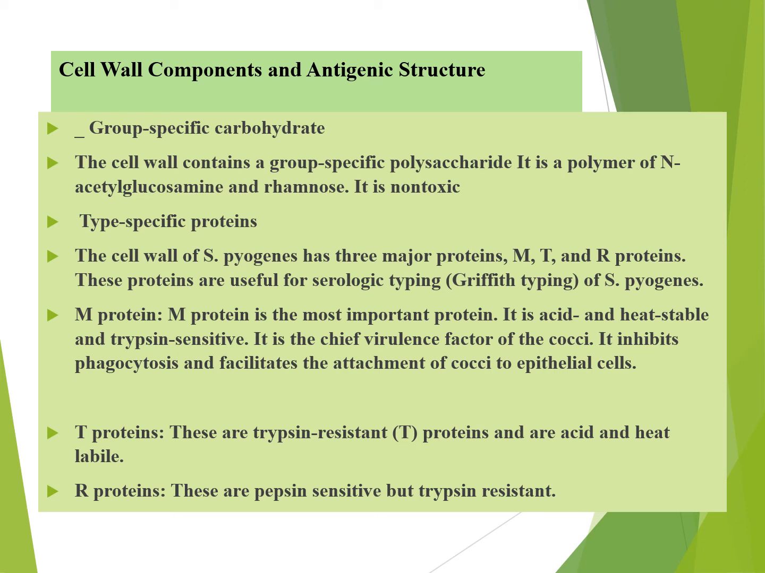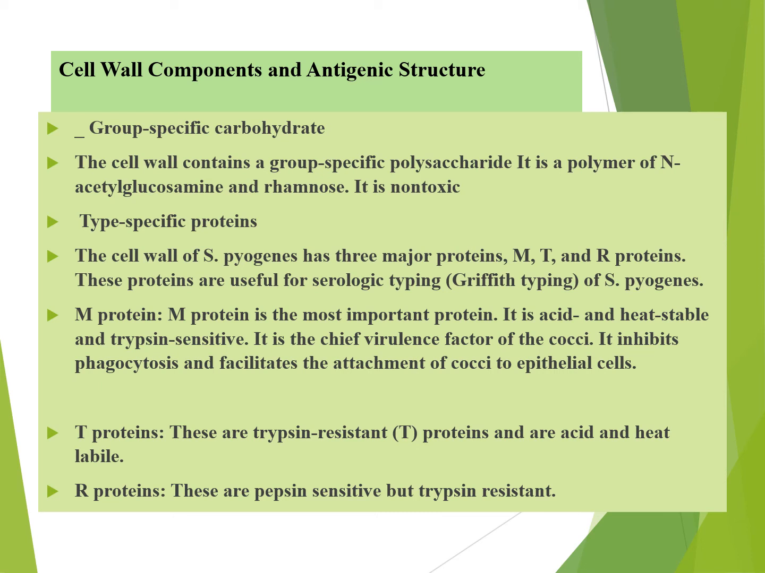The cell wall of Streptococcus pyogenes has three major proteins, M, T, and R proteins. These proteins are useful for serological typing. Lancefield typing depends on the M, T, R proteins in the classification of Streptococcus pyogenes. This is also done serologically. The M protein is the most important protein.